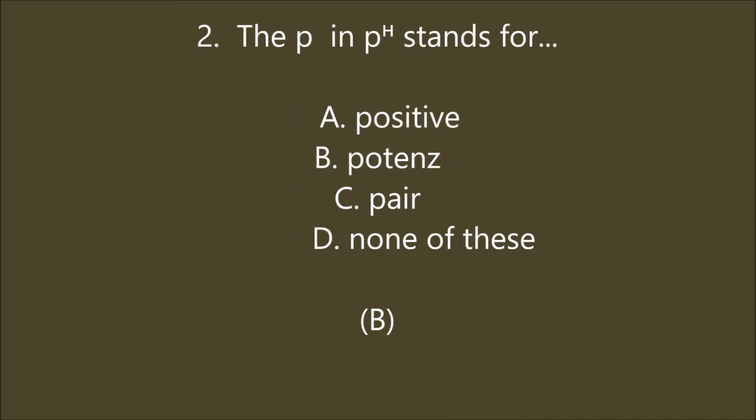The P in pH stands for positive, potenz, pair, none of these. B is the right answer, that means potenz. Potenz is a German word. In German, potenz means power. Next question.